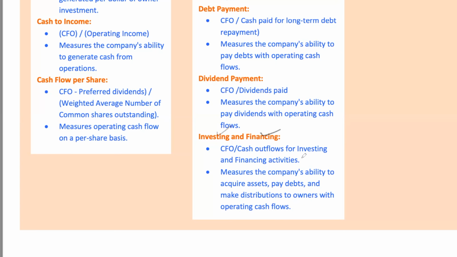Finally, we have the investing and financing ratio. This ratio shows the company's ability to fund its investing and financing activities, such as buying assets, paying down debt, or returning capital to shareholders with cash from operations. A higher ratio means the company can cover these outflows with its own operating cash flow, while a lower ratio might mean the company is relying on external financing.